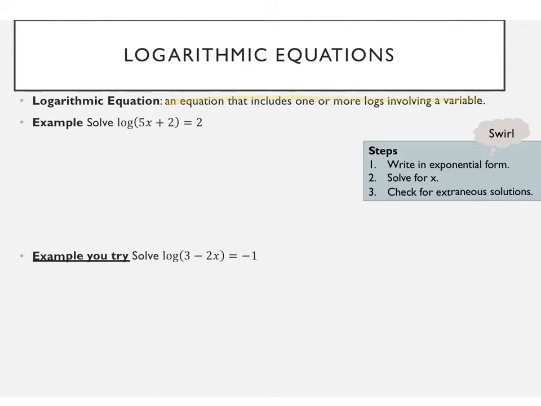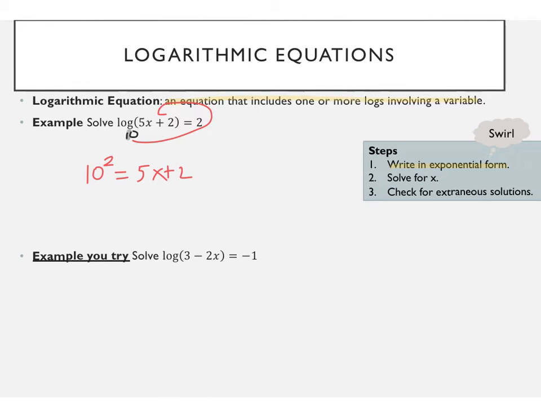Now, our steps in doing a logarithmic equation: first thing we'll do is write it in exponential form. In our case, if there is no base, remember we assume base 10. And when we write in exponential form, we always start at the base of the log. So 10 across the equal sign to the second power equals 5x plus 2.